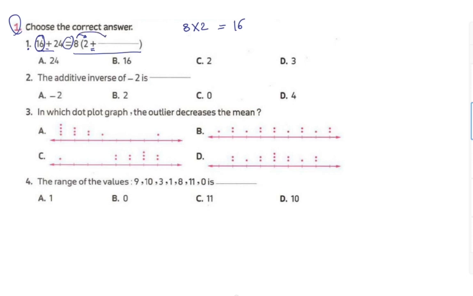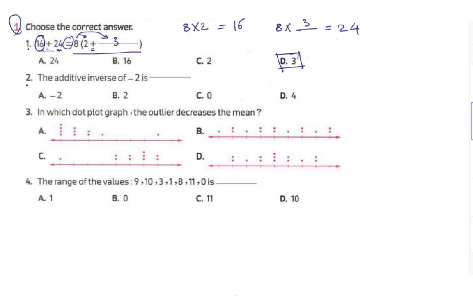8 by what equals 24? 8 by a number equals 24. What is this number? That's 3. So 8 by 3 equals 24. So I have 3 here.